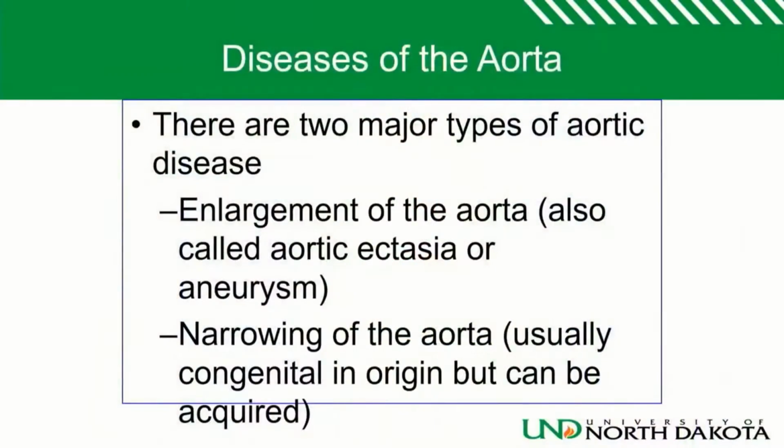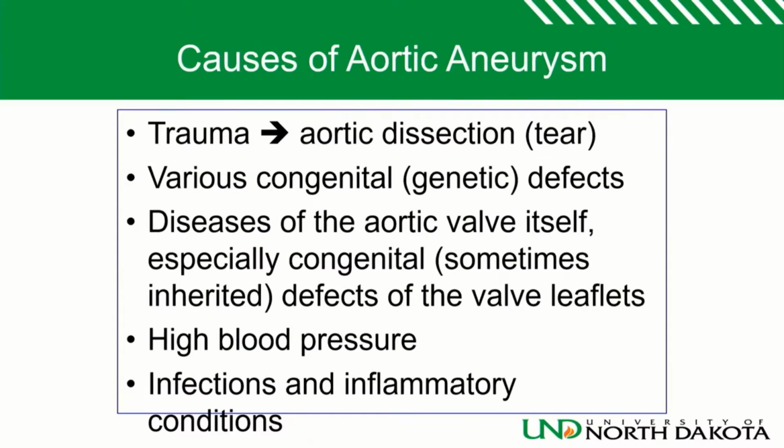So there are two basic types. I'm oversimplifying a little bit, but there are two basic types of aortic disease. There is enlargement of the aorta, of the big blood tube, also called ectasia or an aneurysm, and then there is narrowing. When there is narrowing of the aorta, it is usually due to a congenital defect. It can occur otherwise, but the most common type of narrowing is congenital, and it's called coarctation of the aorta. I will show you some of these in just a little bit.